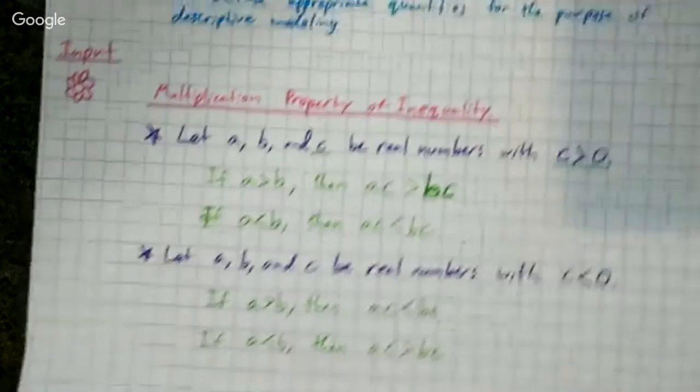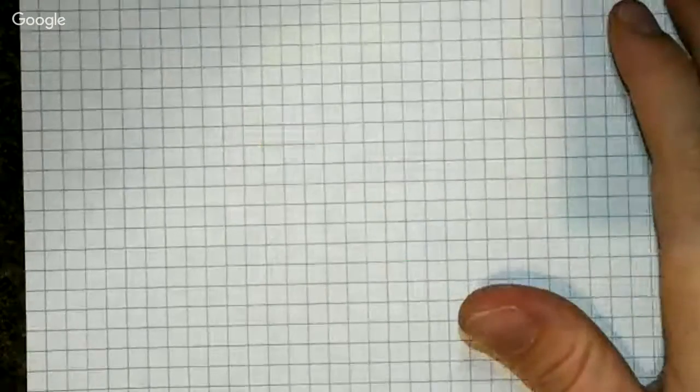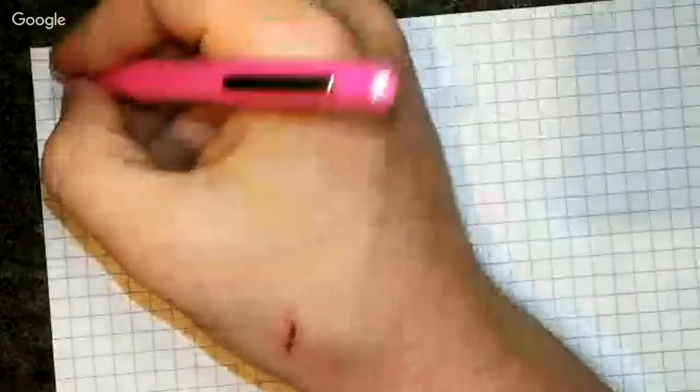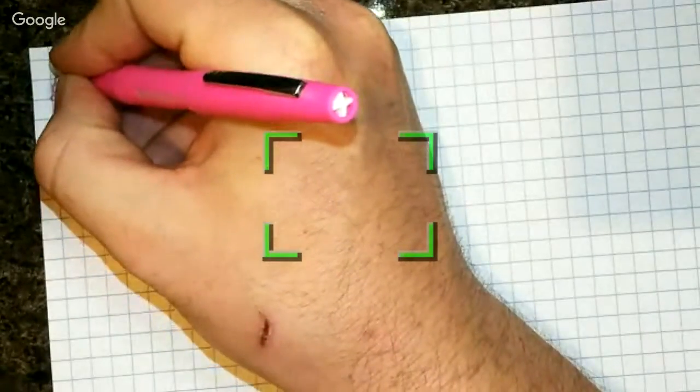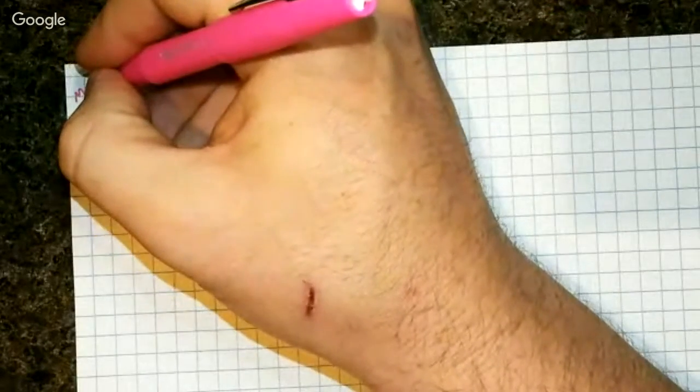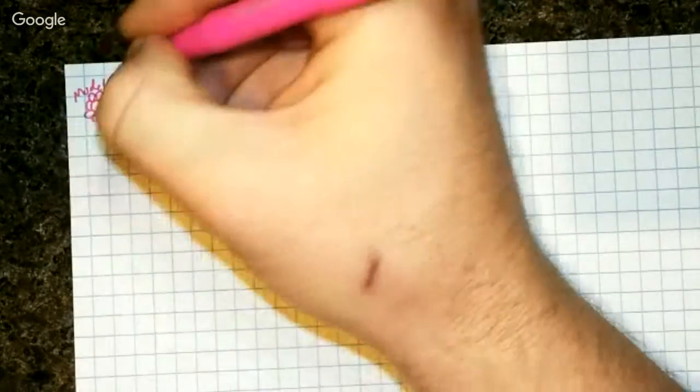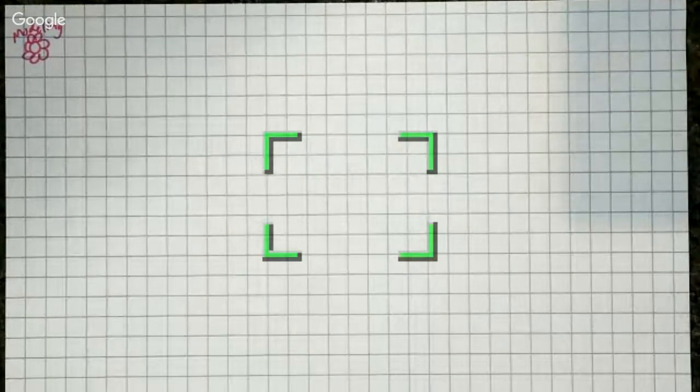So we're going to keep that handy. I'm going to go ahead and take a new piece of paper. And what we're going to do is a little bit of input along with modeling. I'm going to draw my flower. Very nice. All right, we're going to take a look at a little bit of modeling.